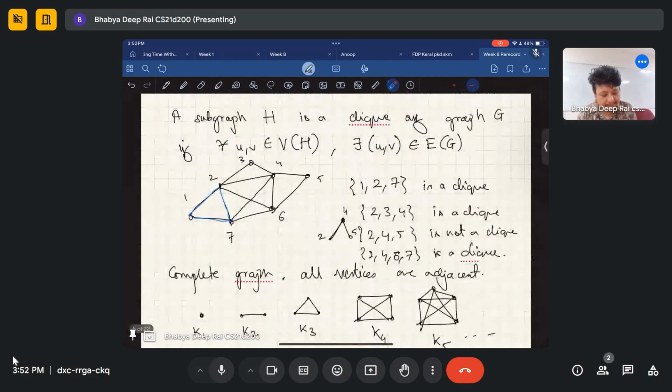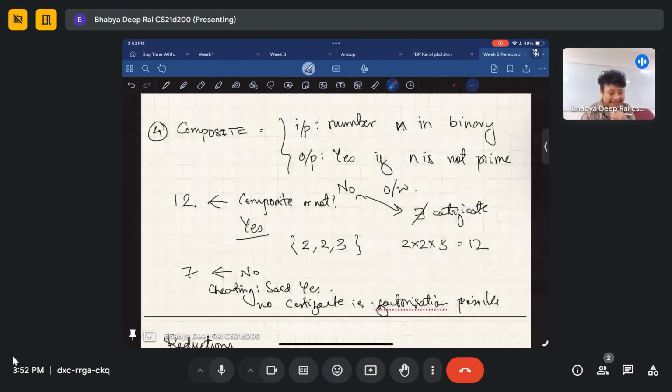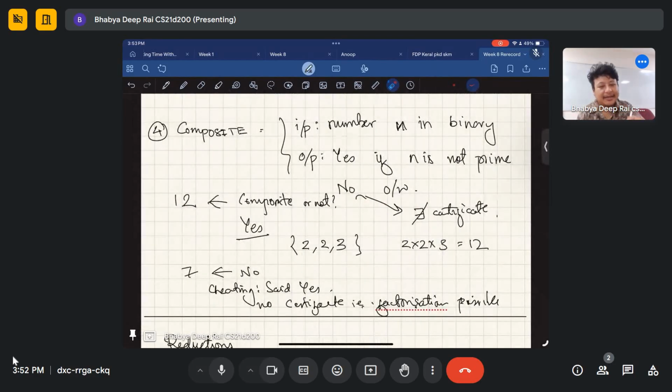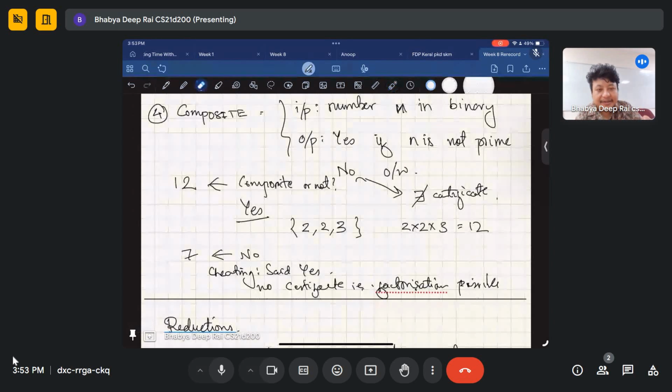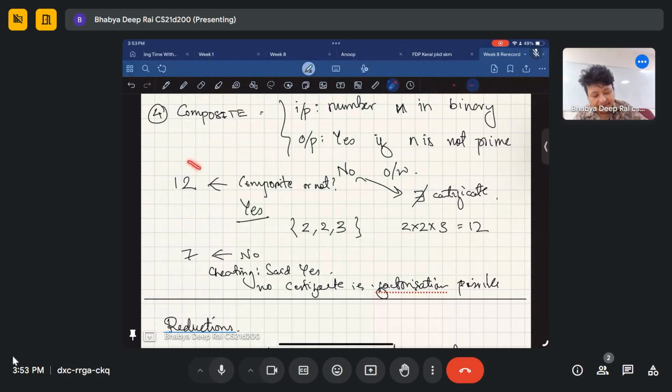And finally, this question, composite. Input is a number n in binary, and your output is yes if n is not prime, no otherwise. What would be a natural way to convince me that something is composite? For example, I have 12 given here. How do you convince me that it's composite?